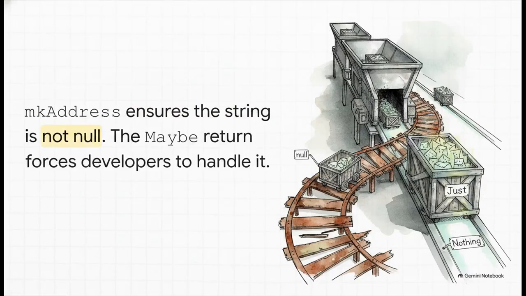And similarly, we can build a smart constructor for our address type. The mkAddress constructor simply ensures that the address string is not empty. If the string isn't null, it wraps our data safely into the custom address type, returning just. Otherwise, it returns nothing. Now, by forcing the return type to be a Maybe, we are forcing absolutely any developer who uses this function to explicitly handle the possibility of failure right up front. There's no sweeping it under the rug.